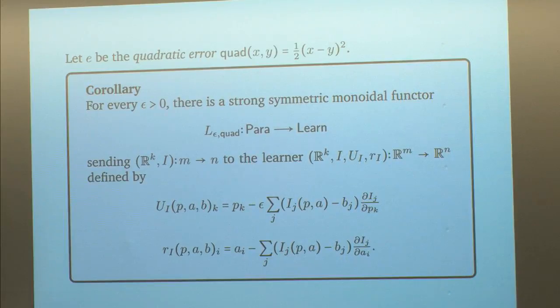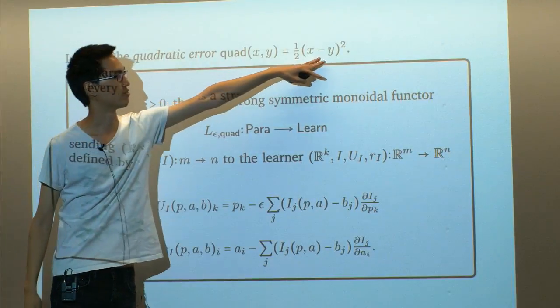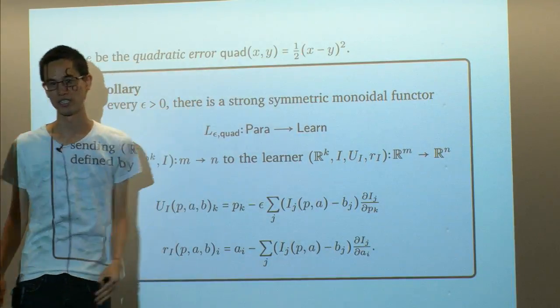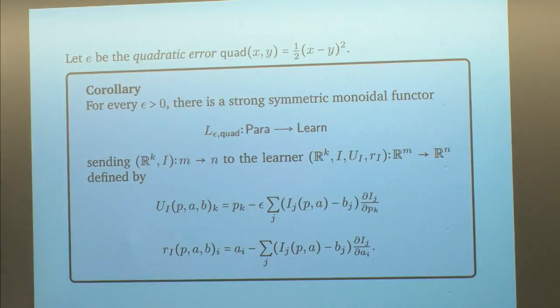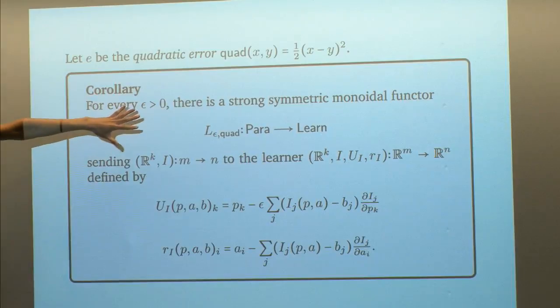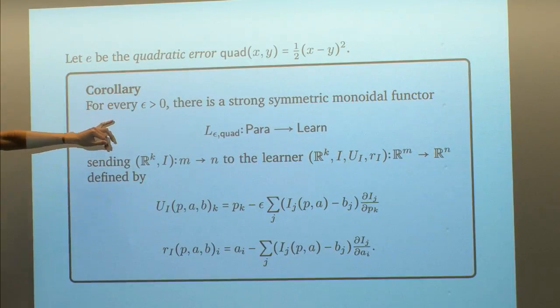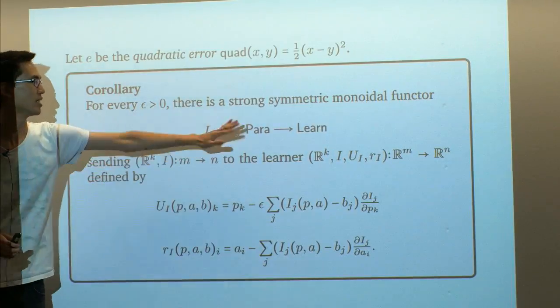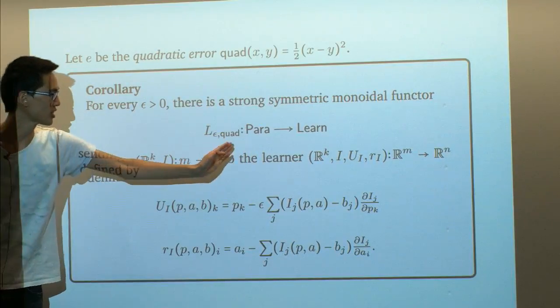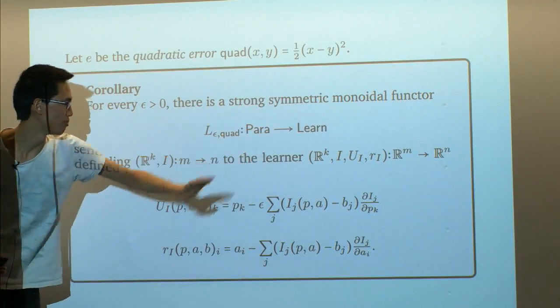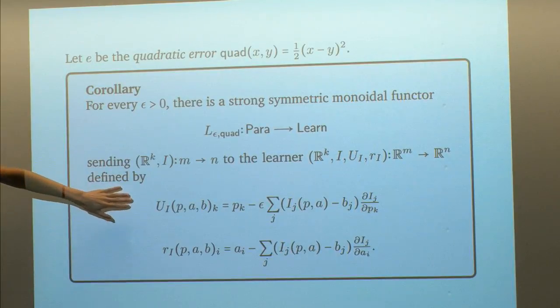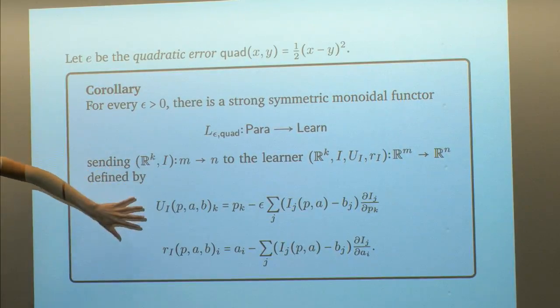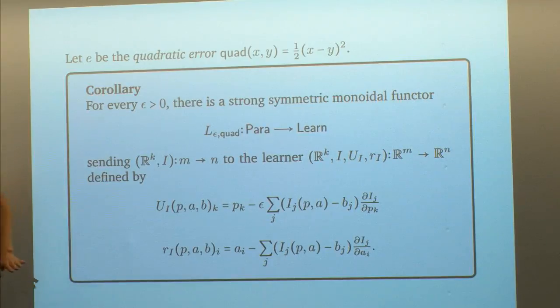So here's an example of a common error function. It's called the quadratic error, and we just take the difference between two values, square it, and I've thrown in a half for good measure, because I like throwing in halves after I square things. So what this theorem says in this case is that for every step size, there's a really nice functor. I've left out some of the conditions from Para2Learn, for which there's an update function and request function defined coordinate-wise as follows.